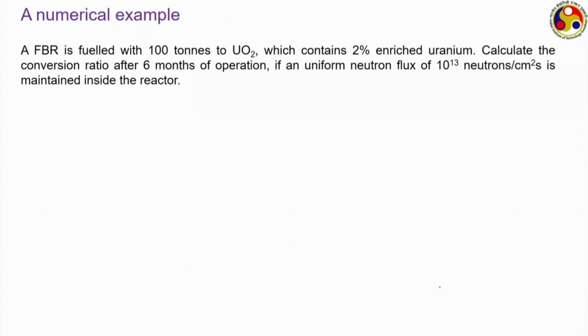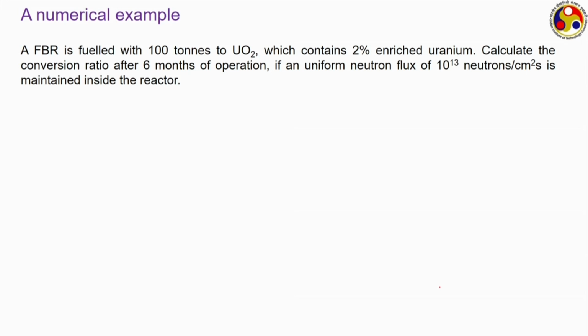That brings us towards the end of this module, but I would like to finish with a small numerical example related to this breeding ratio. Let us consider we have a breeding reactor which is filled up with uranium oxide as a fuel, a certain quantity of uranium oxide, which has 2% of enriched uranium. And you have to calculate the conversion ratio after 6 months of operation if it is subjected to a uniform neutron flux.